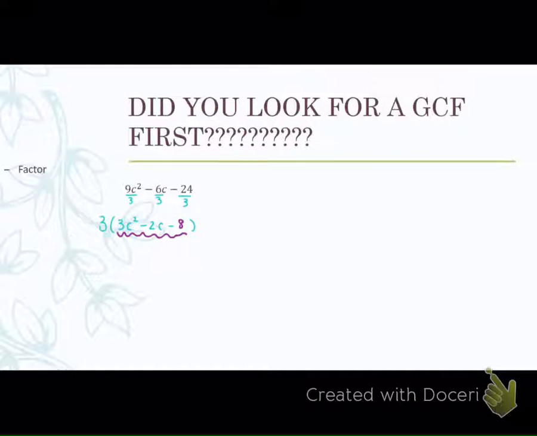This is what confuses you guys a lot, is like you want to go back up to this one. We're ignoring that one. We took a 3 out, now we're only focusing on what's inside of the parentheses. So we have 3c times c, 1 times 8, and 2 times 4. Good.